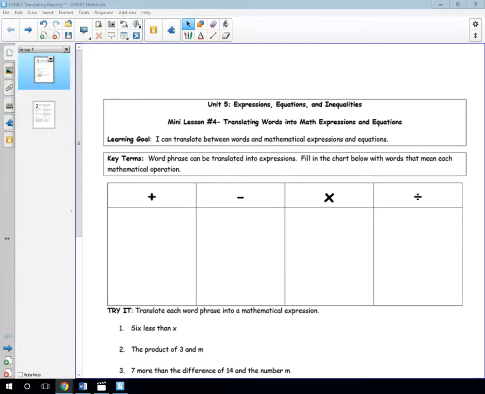On today's episode of the Kearney Math Show, we are going to be featuring translating words into math expressions and equations. So take just a moment and write entry number 8 at the top of your paper.